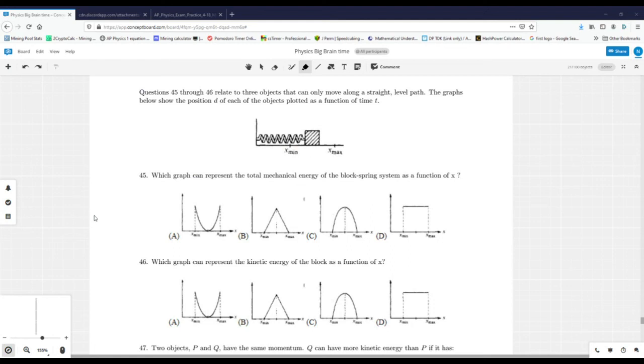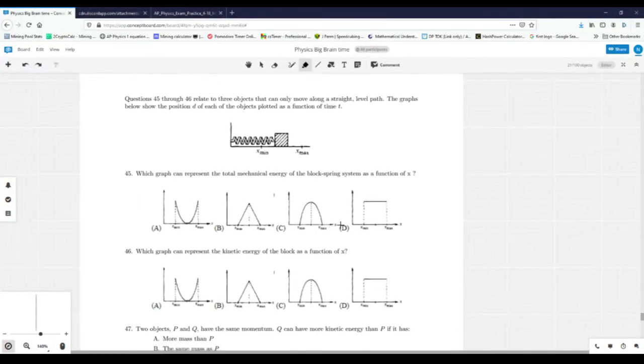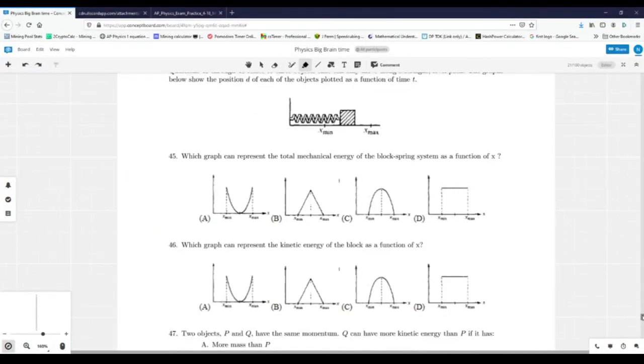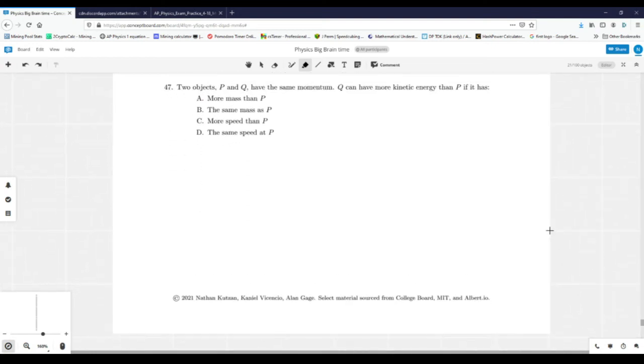That's a parabola. Okay, there's no way. Why? How? I didn't know it was going that way. I thought it was going backwards. Now I'm back. Here, 47.